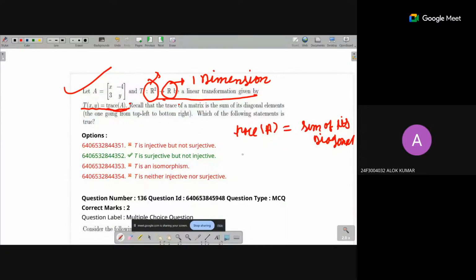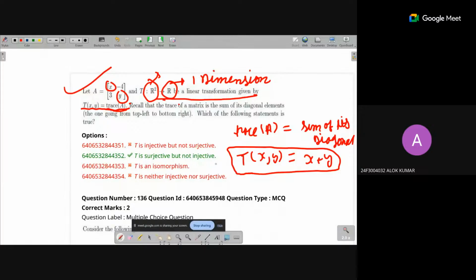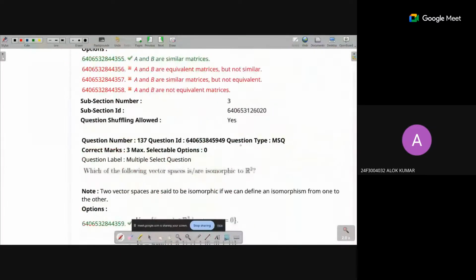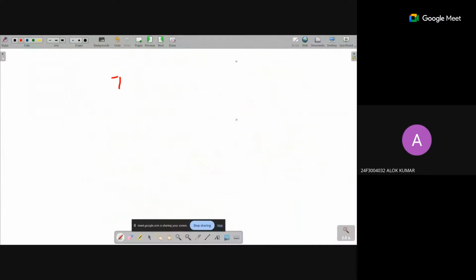So can we write this transformation simply as T(x, y) is x plus y, because x and y are the diagonal elements here? Is this fine? Yes, sir. Okay. So we know that the linear transformation is T(x, y) = x + y. Now we have to find two things: first is injective and second is surjective.